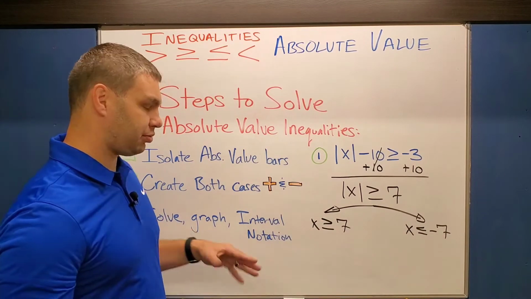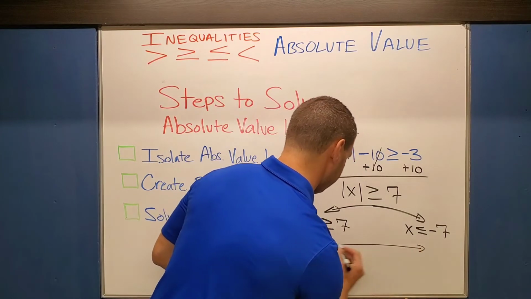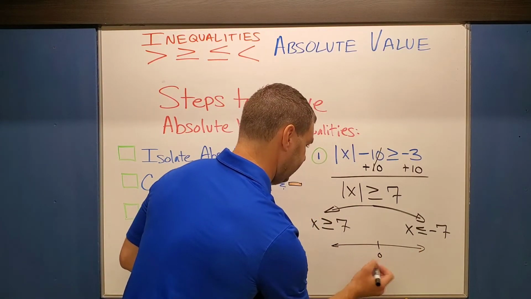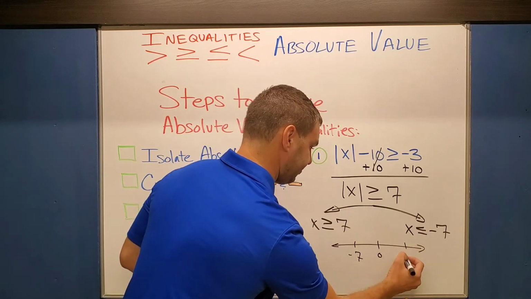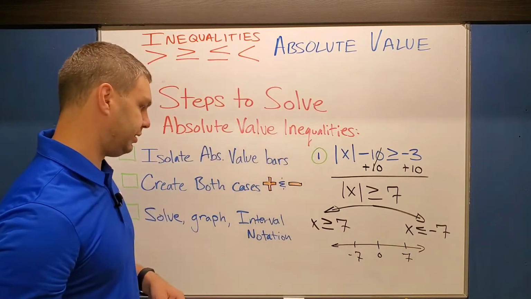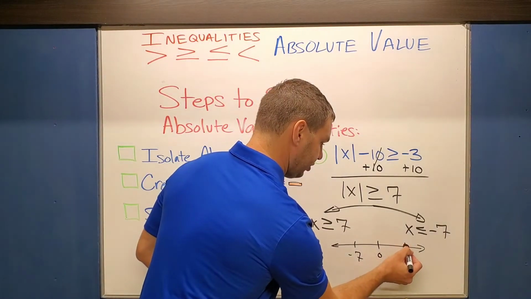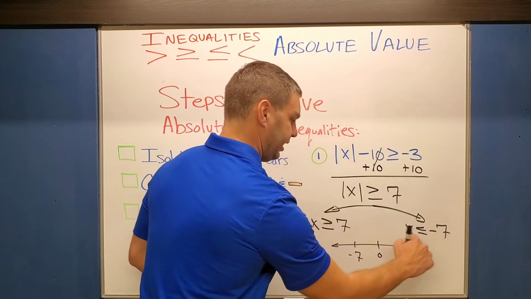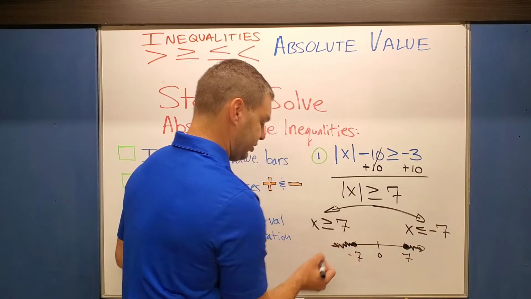So to graph this, we're going to graph these together on the same number line. Okay, so in this case, we just have 0 in the middle, and then negative 7 and positive 7. If I do that, x is greater than or equal to positive 7, so closed dot shaded to the right, and x is less than or equal to negative 7, so closed dot shaded to the left.